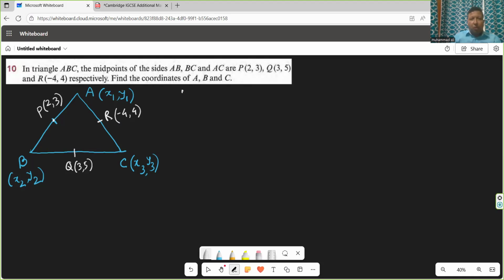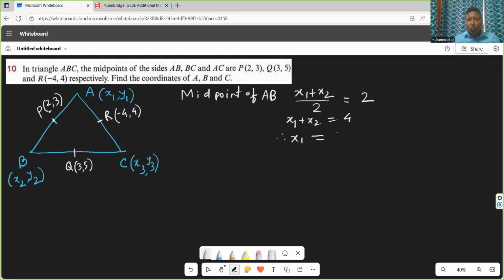So the midpoint of AB, if we consider x values, will be x1 plus x2 divided by 2. It's 2, because 2 is the x value of this midpoint. So x1 plus x2 equals 4. Therefore, x1 equals 4 minus x2. We consider this equation 1.